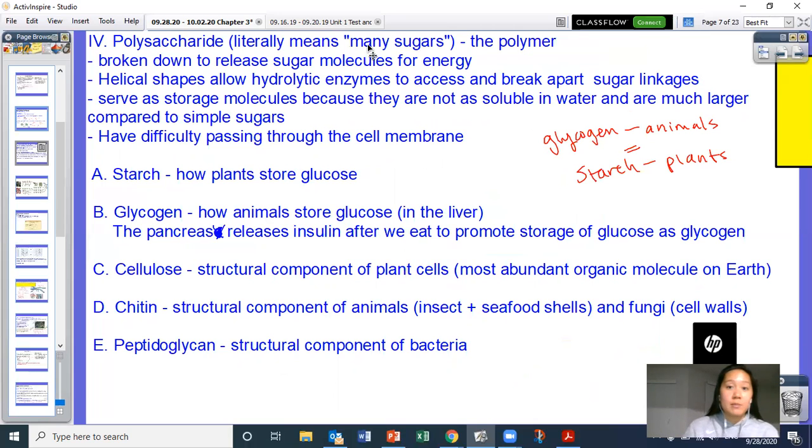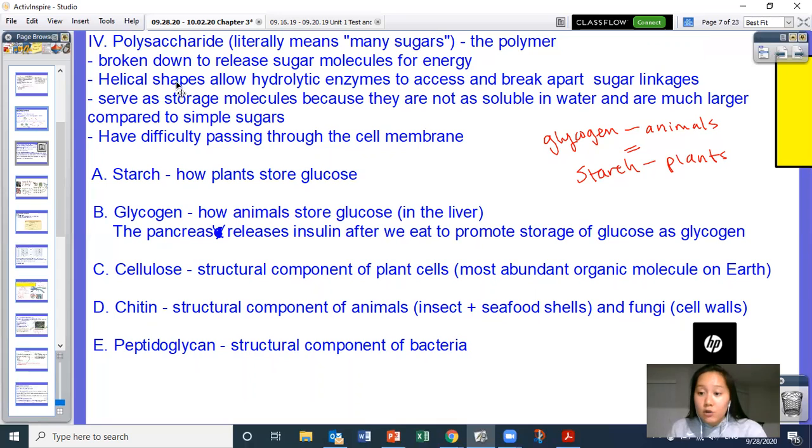Polysaccharides, which literally means many sugars, right? Poly, many, saccharide, sugar. The polymer of carbohydrates are called polysaccharides. So they are broken down to release sugar molecules for energy. You can't actually use these big chains of molecules for energy directly. So that's why when you eat things like pasta to carbo load for a meet, you have to give it some time to have your body break it down so that you can actually use the sugars.